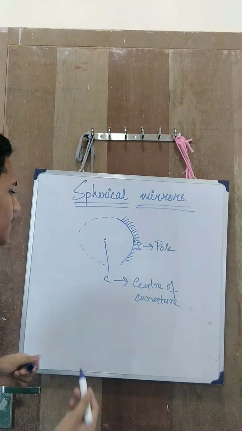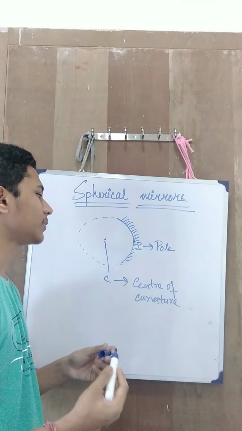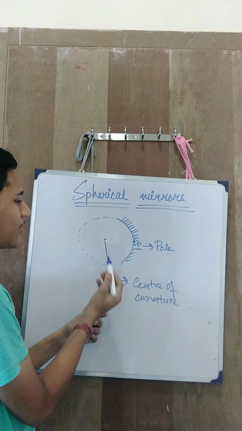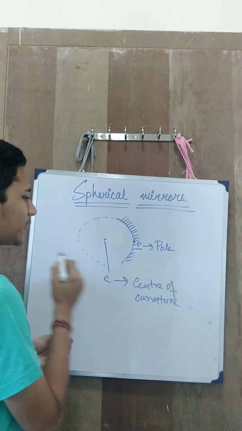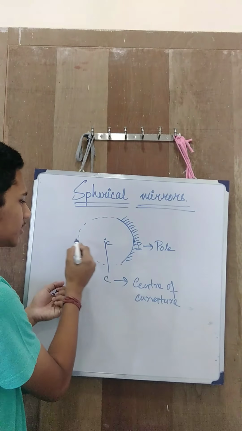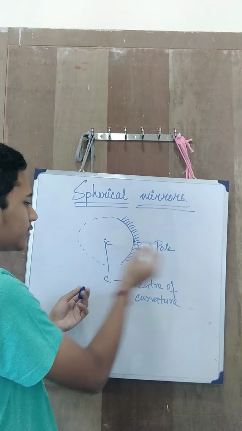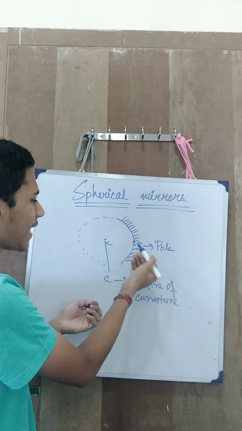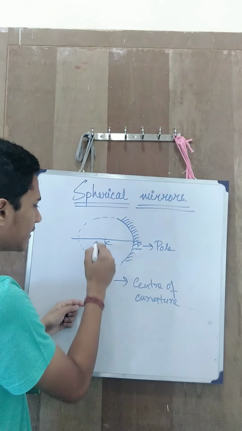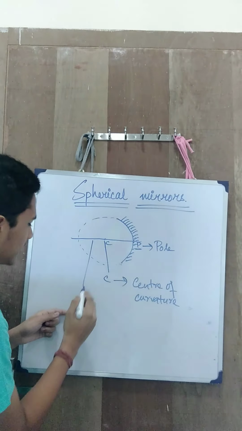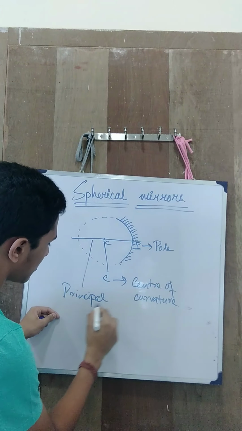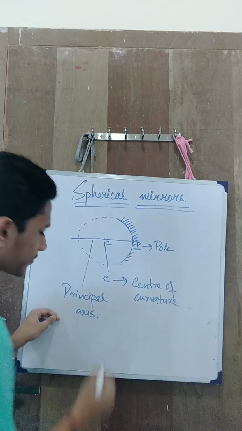The next thing is that there is a point known as focus. You will understand that, let's wait for that. Now there's a straight line which cuts through the center of curvature and the pole, just like this. And this straight line is known as the principal axis.